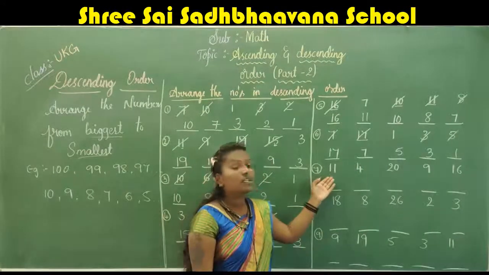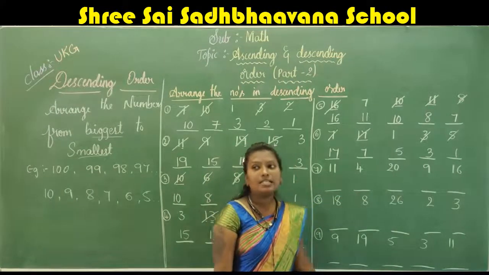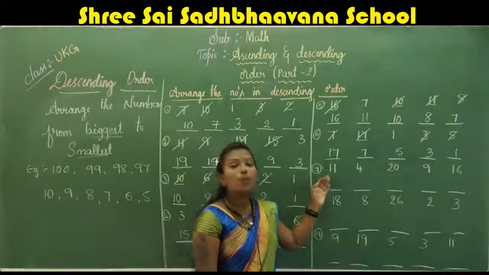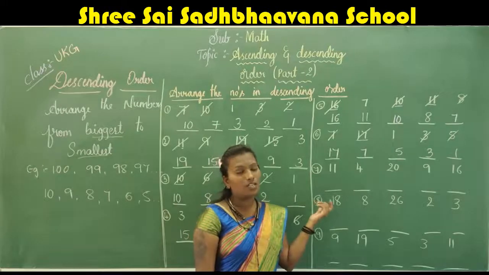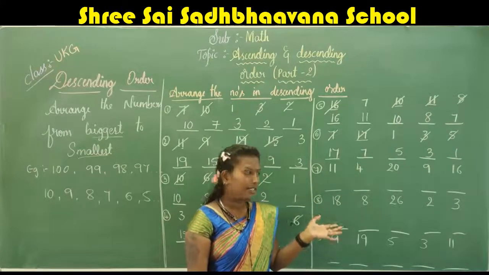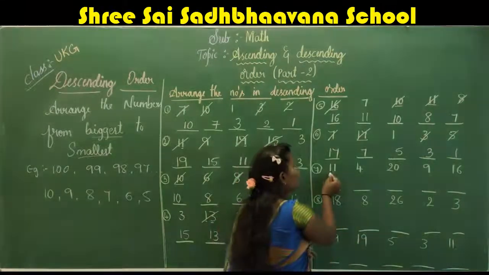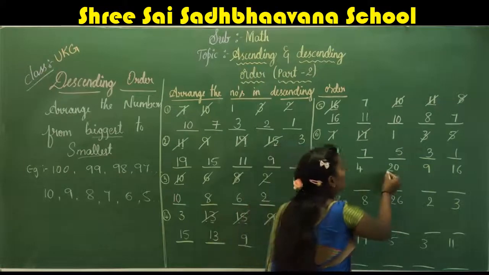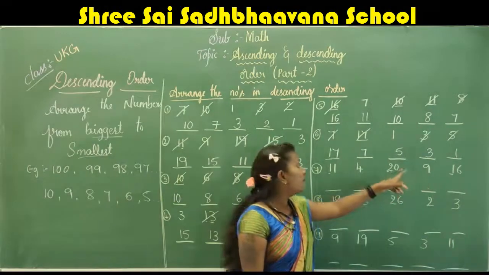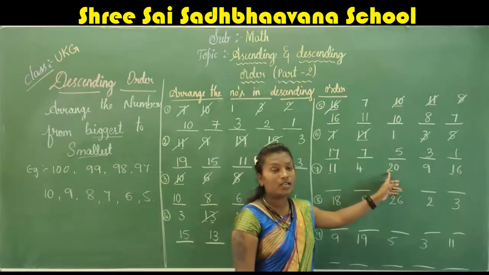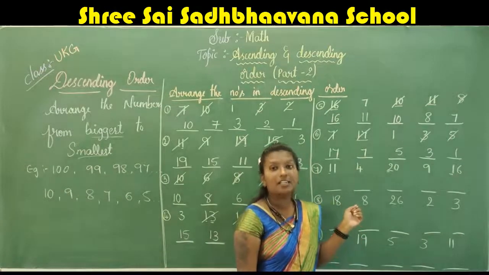Next, seventh one. Number 11, 4, 20, 9 and 16. So children, here which is the biggest number, that one we have to write in the first, and which is the smallest number, that one we have to write in the last. Correct? Okay. Then let us think about tens place numbers. So here 1 is there, here nothing. So here 2 is there, here also 1 is there. So 1 is equal 1. But here 2 also they are given for us. So 2 is bigger than number 1, 1. Correct? Yes.